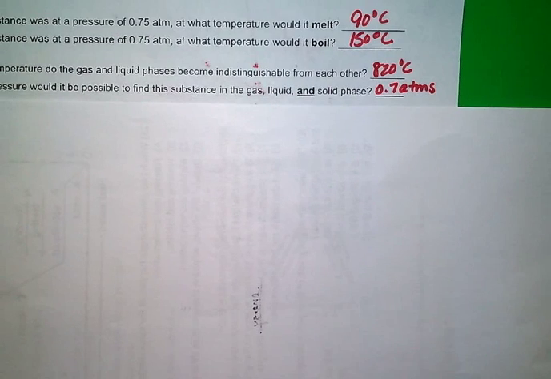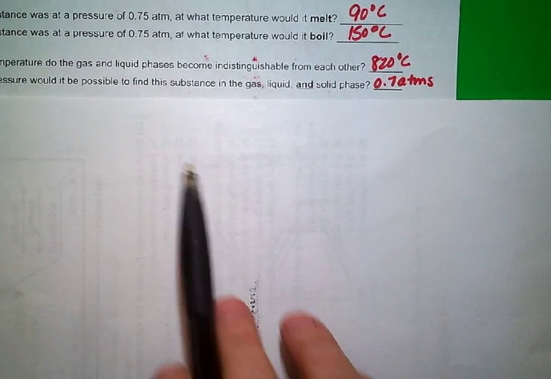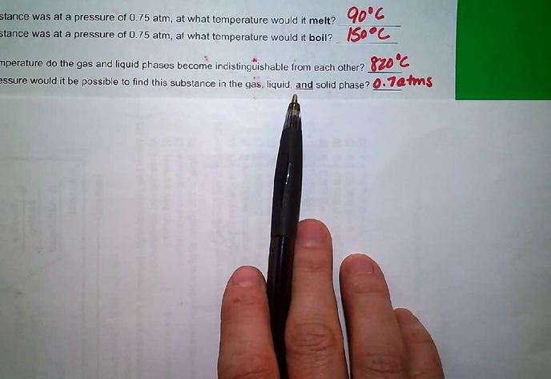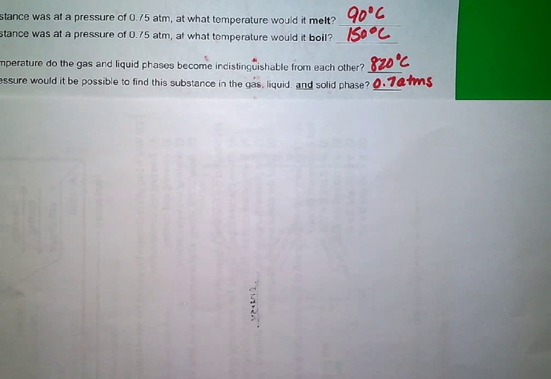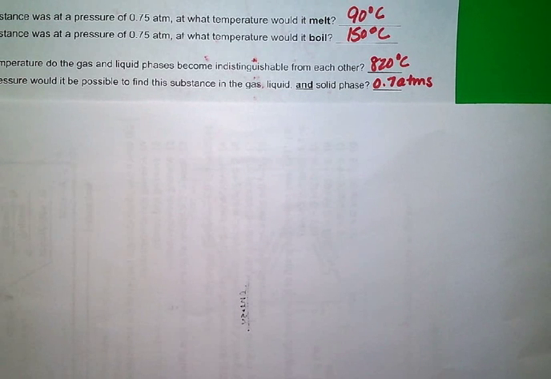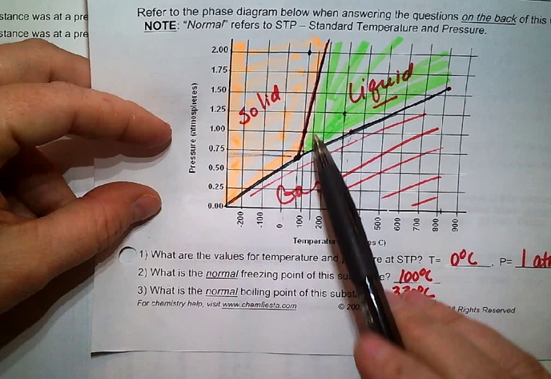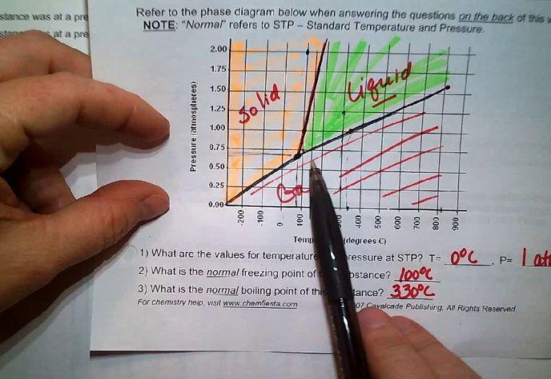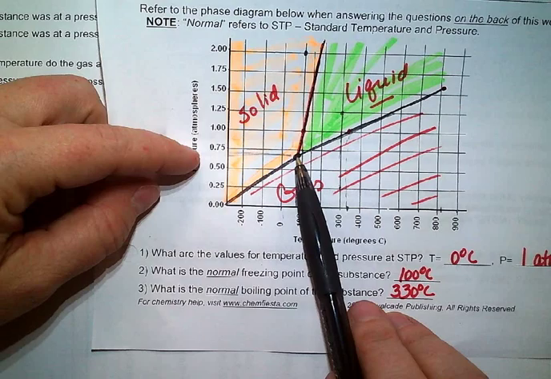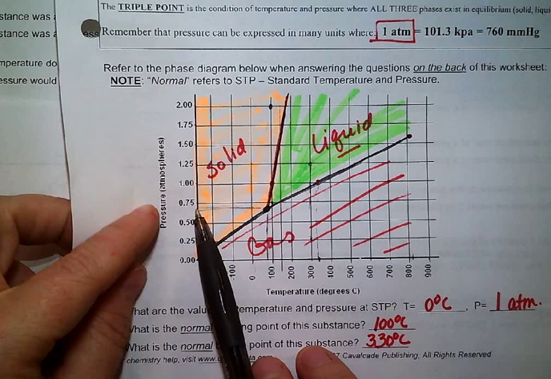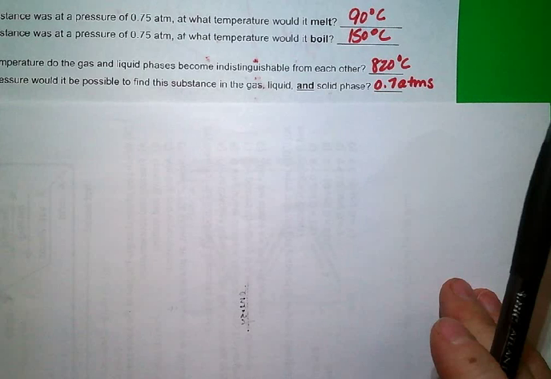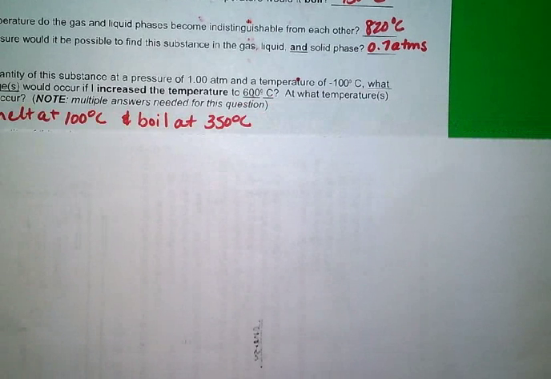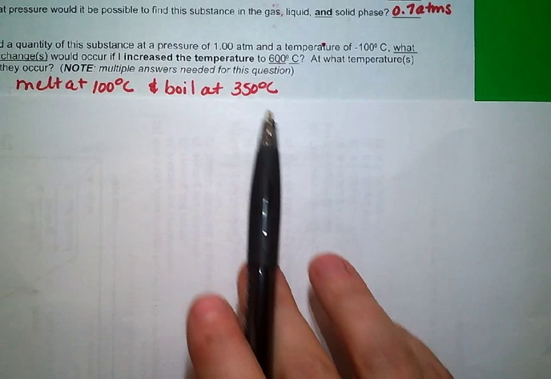At what pressure would it be possible to find this substance in a gas, liquid, and solid phase? It's asking for the pressure. So remember, we're looking for that triple point, and you follow that over and look at that pressure. I said 0.7 because it's just under 0.75. If you said 0.65 or something like that, that would be fine too, looking at that triple point for number 21.